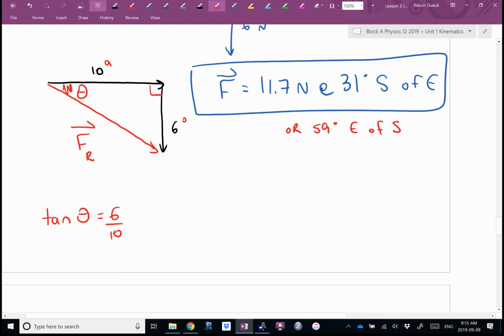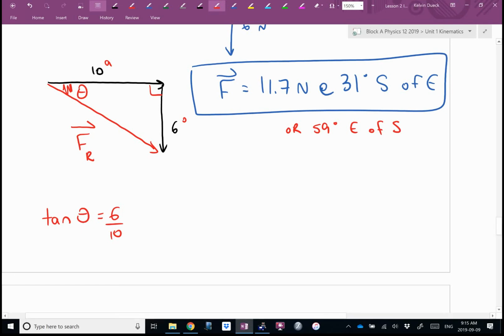Yes? No? Am I wrong? You're probably right. So I did Pythagoras, 10 squared plus 6 squared equals square root. You didn't get the magnitude.